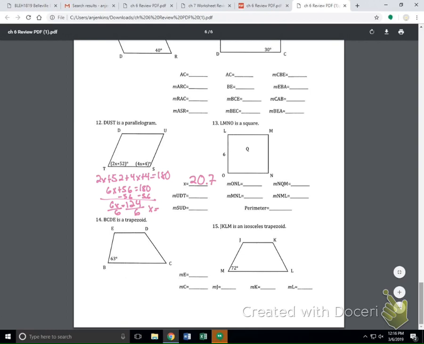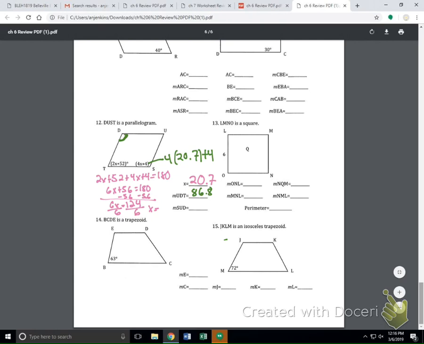And then now we want to find the measure of angle UDT. UDT is this top angle. Let me color. So UDT is right here. We know in a parallelogram that opposite angles are congruent. So the angle I want to find the measure of is UST because it's going to be the same measure. So we can now substitute in. We have 4 times 20.7 plus 4. 86.8. Okay. And that's because opposite angles are congruent.